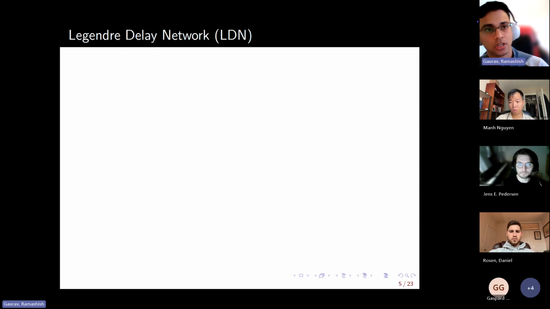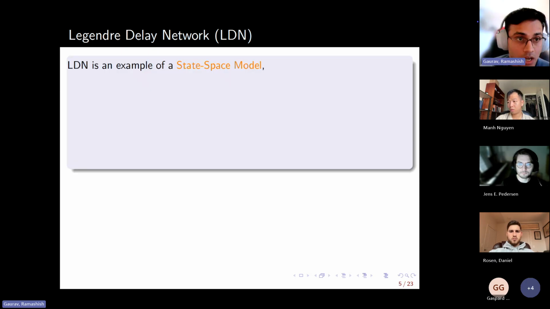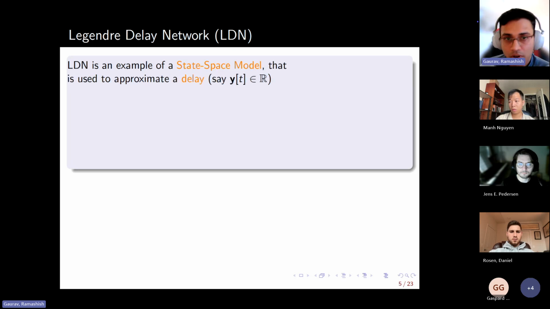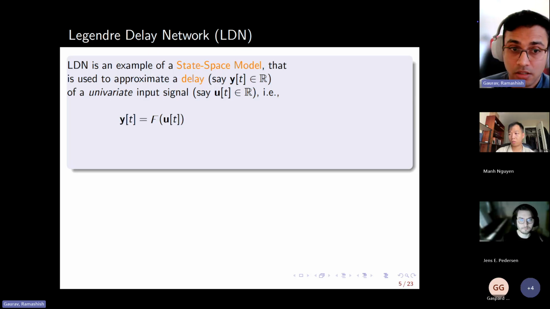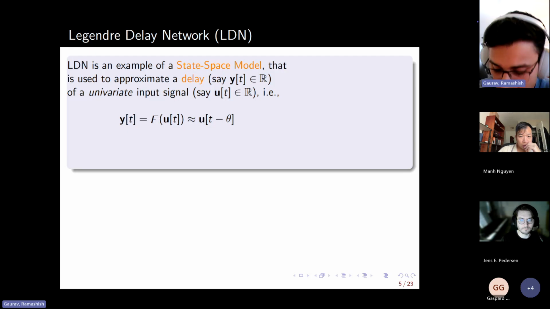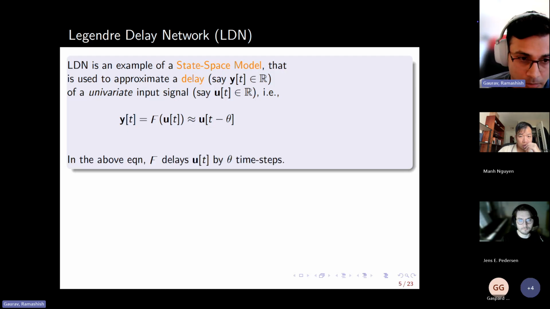Let's dive right into the Legendre Delay Network. This is an example of a state space model that is used to approximate a delay of a univariate input signal. So say you have got your input u(t) and the delay is y(t). It implements a function f such that when you pass the input u(t) to it, the output y(t) is approximately equal to the delayed version of the input u(t). That is, the signal here is delayed by some theta time steps. In the above equation, f delays u(t) by theta time steps.